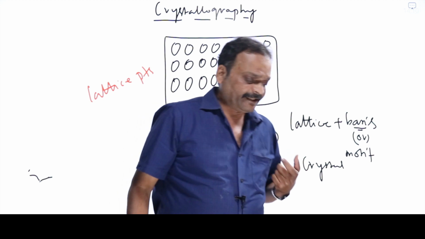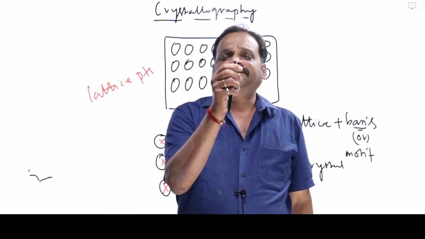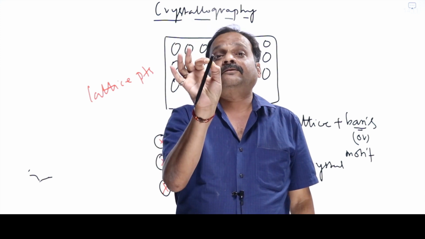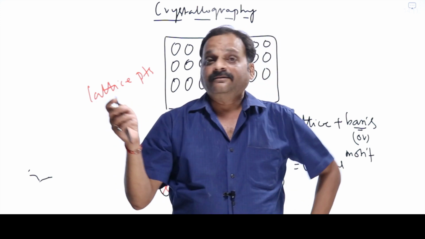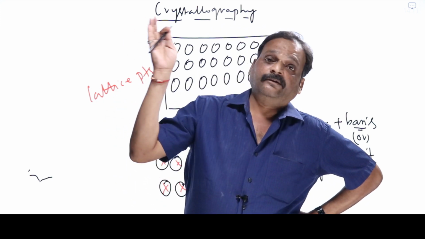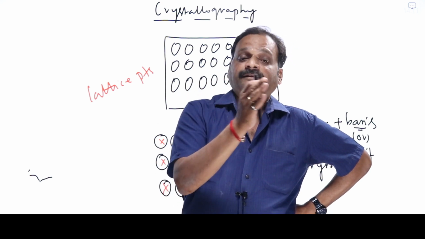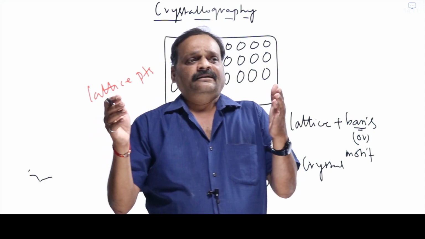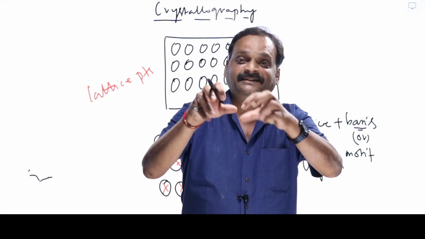Now, a crystal contains how many atoms? I told you, even a small cubic centimeter of a crystal contains approximately 10 to the power 22, 10 to the power 23 atoms. In order to understand the crystal structure, I don't have to go through all 10 to the power 22 atoms. One lifetime is not sufficient. It is impossible for us to cover all atoms. So what do I do? I'll bring in the concept of what is known as a unit cell.